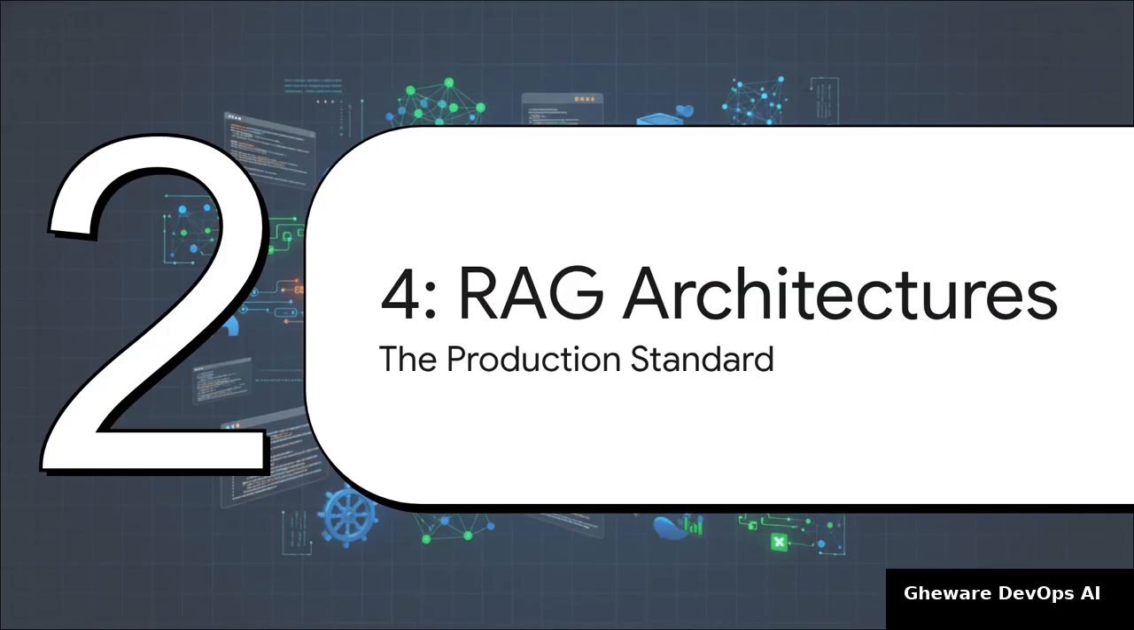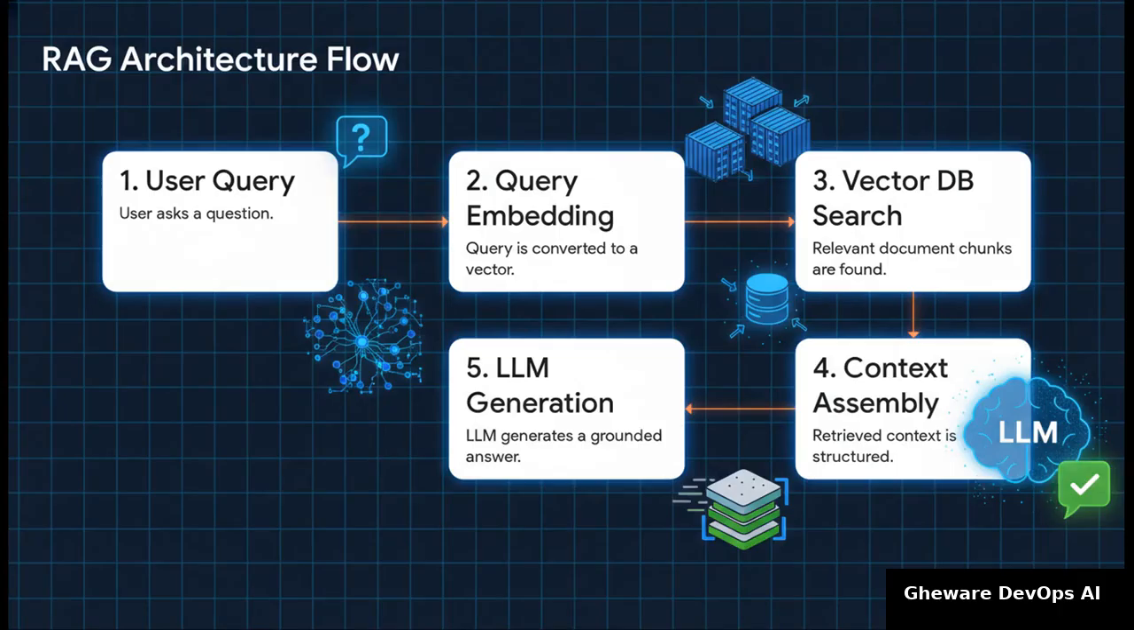And now for the big one, RAG, which stands for Retrieval Augmented Generation. This isn't just another technique. Honestly, this is the production standard architecture that brings everything we've been talking about together. Let's just quickly walk through this flow. A user asks a question.